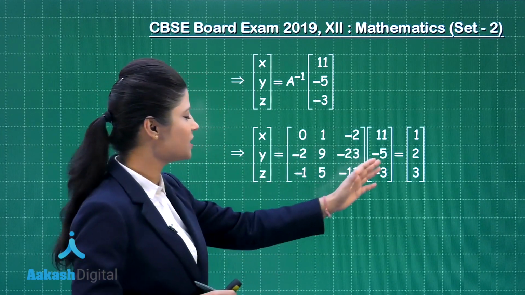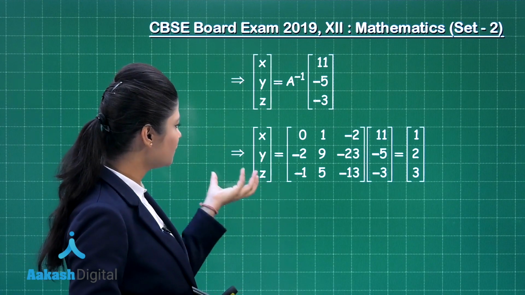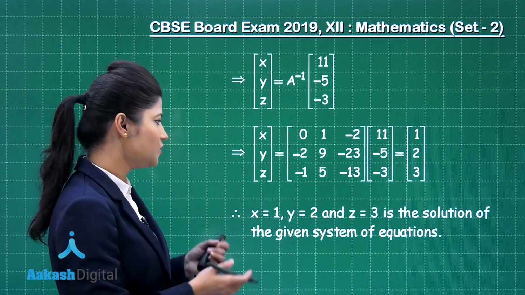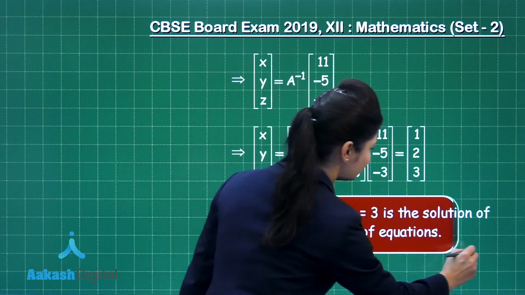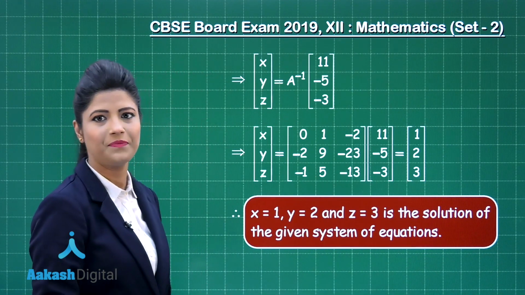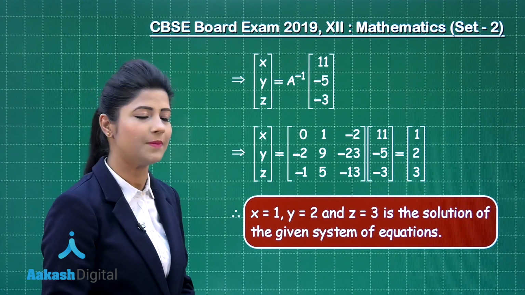So now this shows equality of these two matrices, that is X, Y, Z is the element of this matrix X, it is equal to this matrix of the same order. So I can say that here X is 1, Y is 2 and Z is 3. This is the solution of the given system of the equations. So in this way we have obtained the required solution for this question.